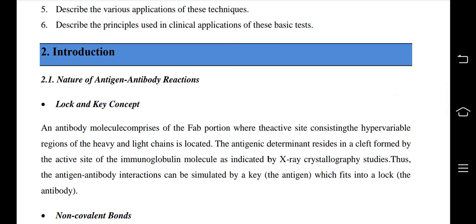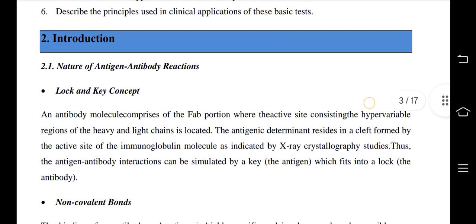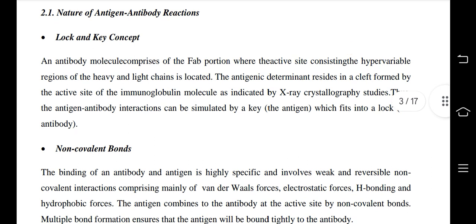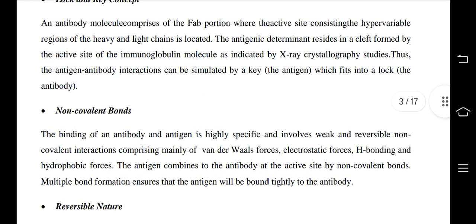Look and key concept. An antibody molecule comprises the Fab portion, where the active site consisting of the hypervariable regions of the heavy and light chains is located. The antigenic determinant resides in a cleft formed by the active site of the immunoglobulin molecule, as indicated by X-ray crystallography studies. Thus, the antigen-antibody interaction can be simulated by a key, the antigen, which fits into a lock, the antibody. So, we are assuming antigen as a key, and the lock consists of antibody.